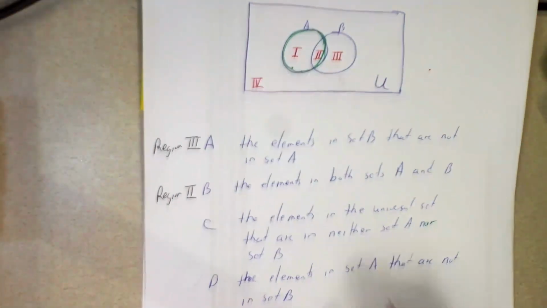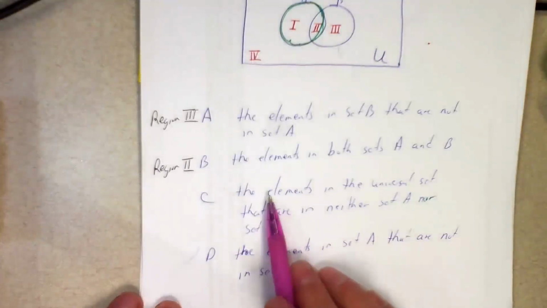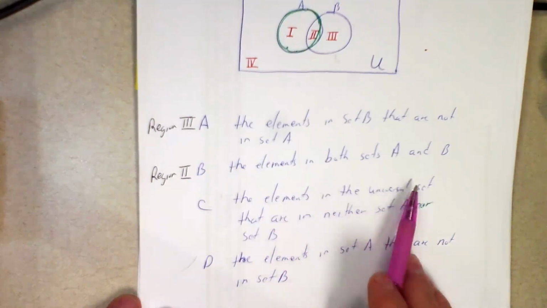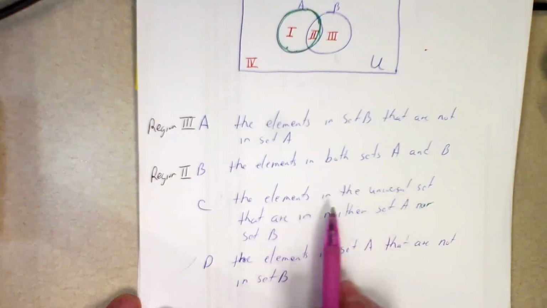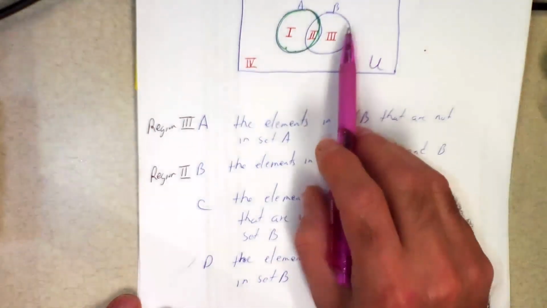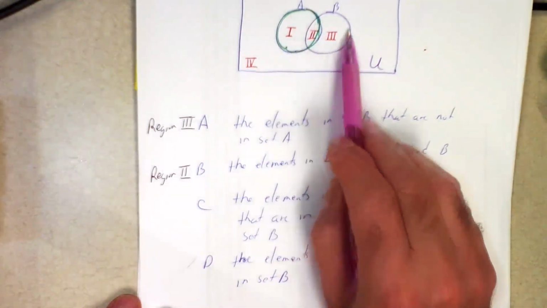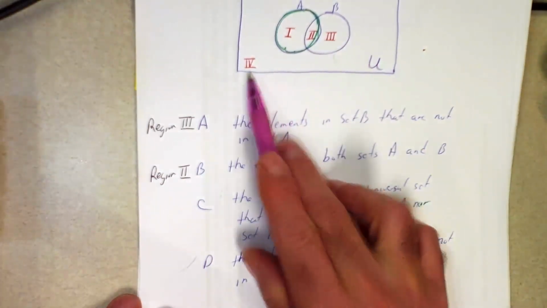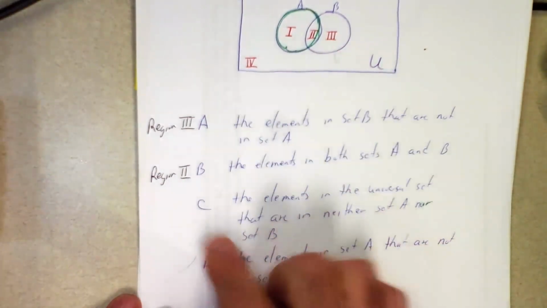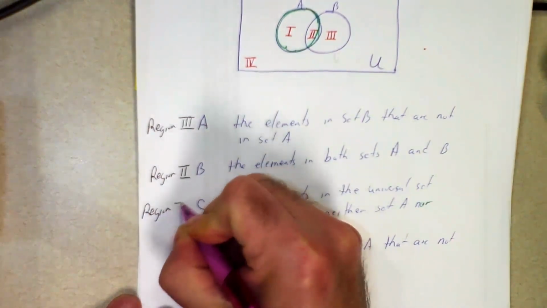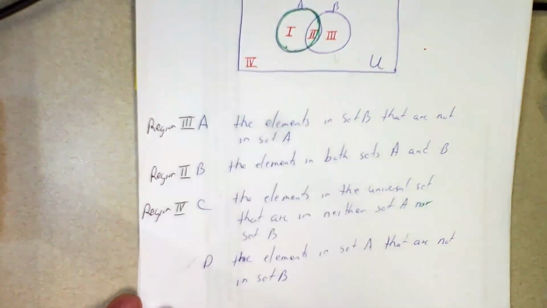Okay. And then C says, which region contains the elements in the universal set that are in neither set A nor set B. So I don't want anything inside either of the circles. So that leaves me with region 4. So C is region 4.